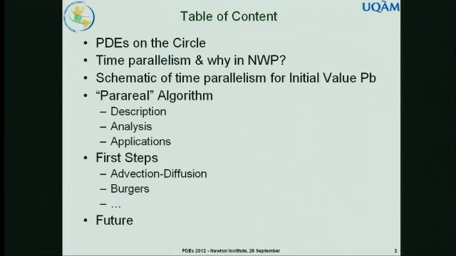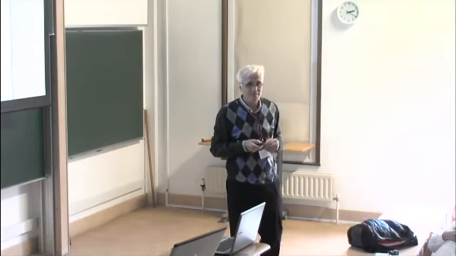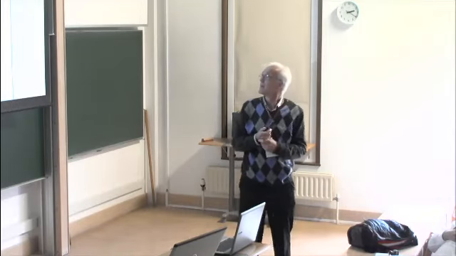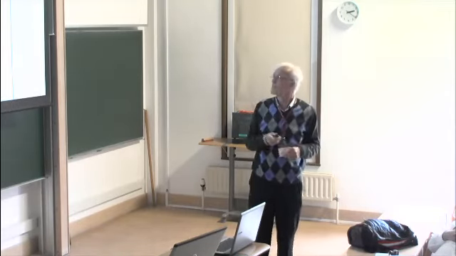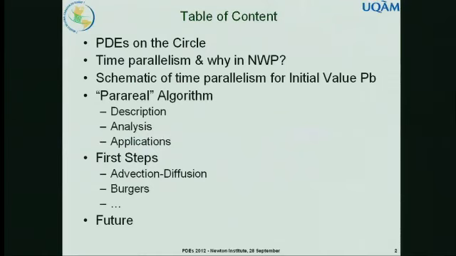And I have to say that I'm cheating a little bit because all I'm doing is PDE on the sphere or PDE on the line. So I have PDE on the circle, so I'm not at PDE on the sphere yet. So I will try to explain the schematic of time parallelism for initial value problem. I will describe one algorithm that I'm using. It's so simple that everybody will understand. And then if time permits, I will go through some of the applications that I've done as a first step. And I guess there's more work in the future than what has been done up to now.